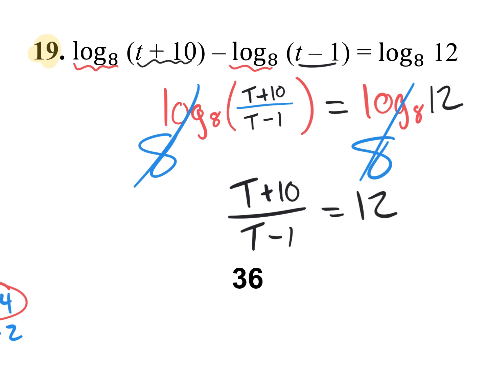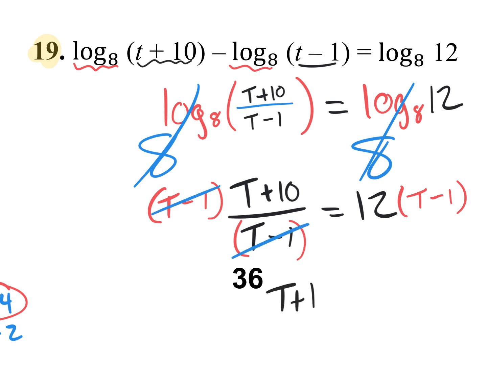Let's get t by itself on one side. The problem is you have a fraction involving t in the denominator. Let's get rid of that fraction. We're going to multiply both sides by t minus 1. We do to one side, do to the other. And all you're doing is canceling. And now you have a regular t plus 10 equals 12t minus 12 when you distribute.